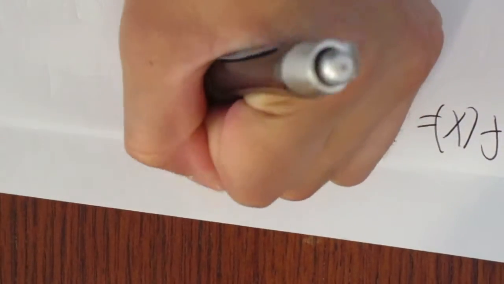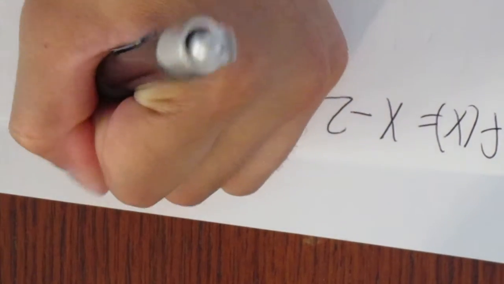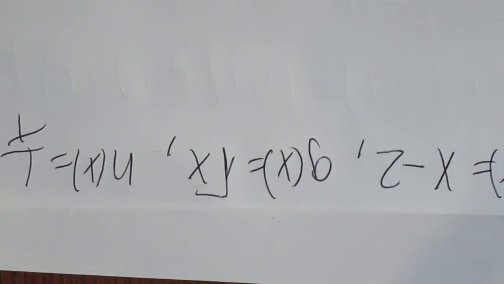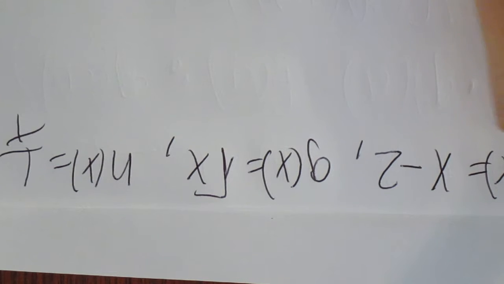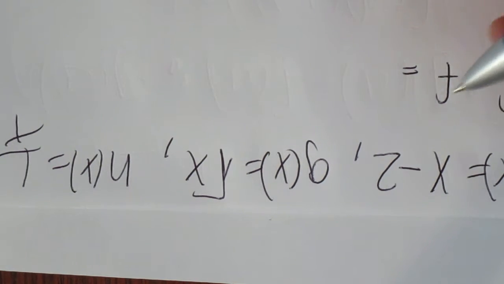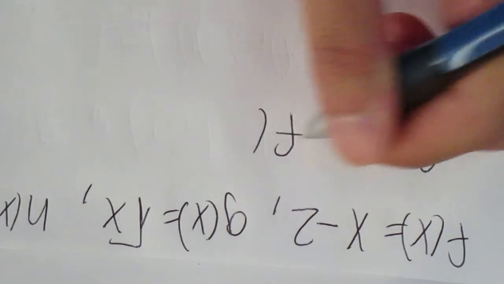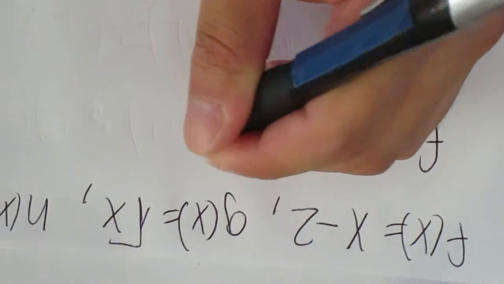Whoops, let's do another one. Let's use the same function. So we have f of x equals x minus 2. We're using the same one, so g of x equals square root of x, and then h of x equals 1 over x. Okay, so what we want to know is what is FOF, f of f. That's really saying the function f of x into x, right?